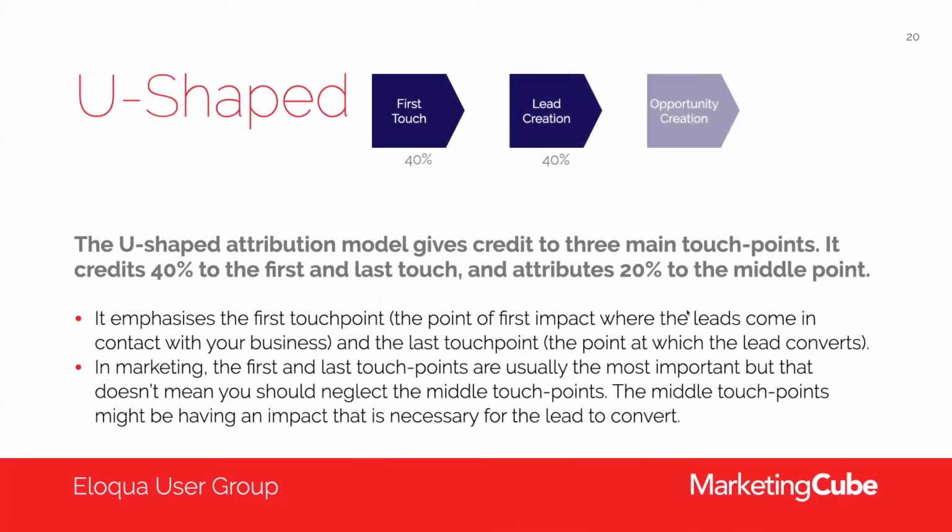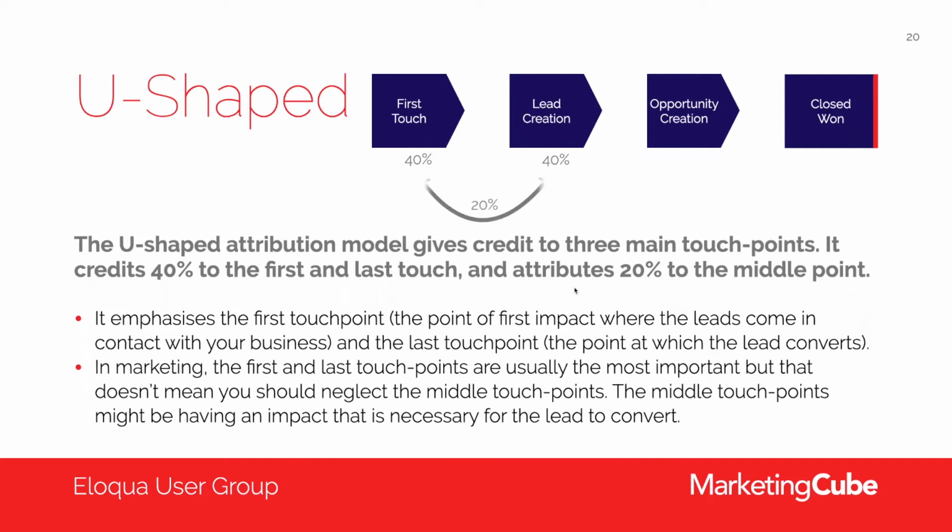The next one is U-shape. This sounds a little bit like a pandemic recovery. U-shape, V-shape, all those sorts of fun things. All right, so the U-shaped attribution model gives credit to 3 main touch points. It credits 40% to the first and last touch and attributes 20% to the middle point. And that's what you're seeing there, something like that.